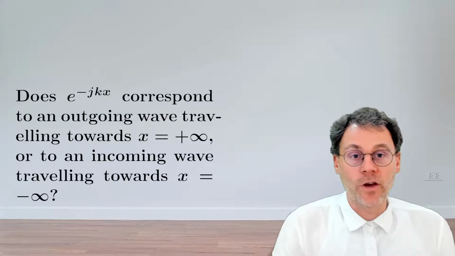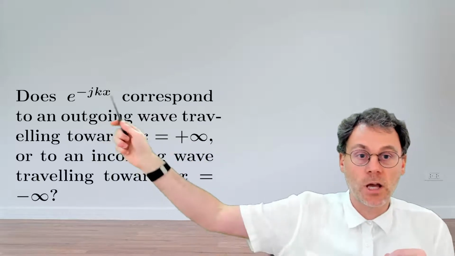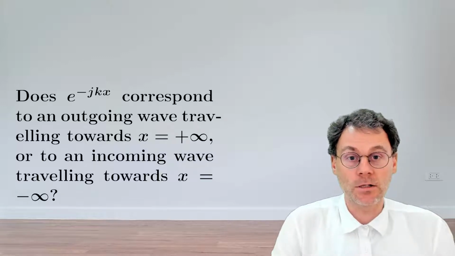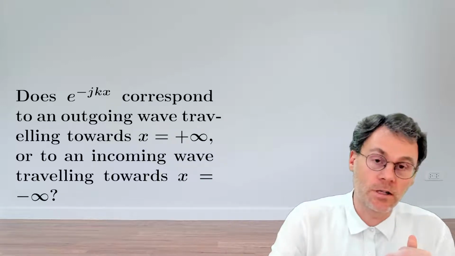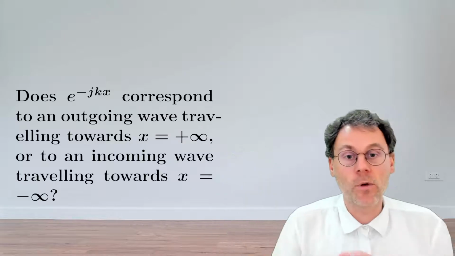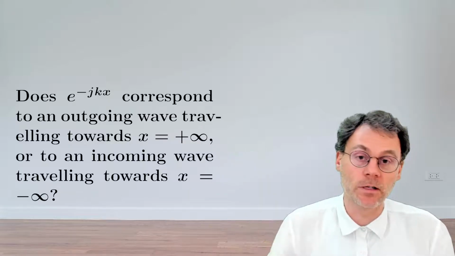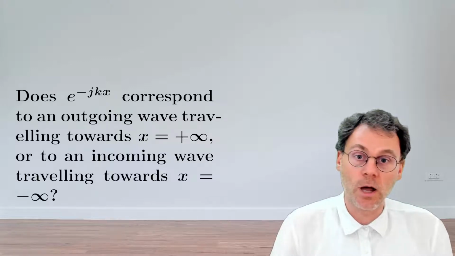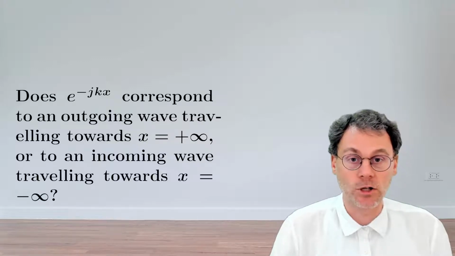If you have a phasor exponential minus j kx, does that represent a wave that's traveling towards plus infinity, an outgoing wave, or rather a wave that's traveling towards minus infinity, an incoming wave? So as usual, pause the video and try to answer that question.